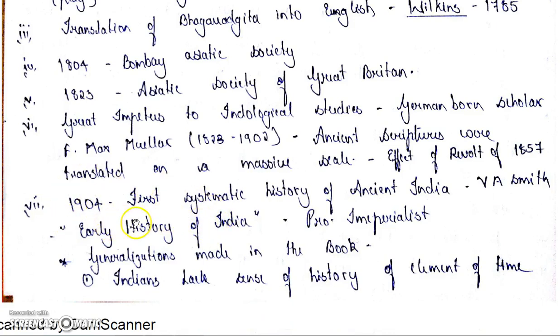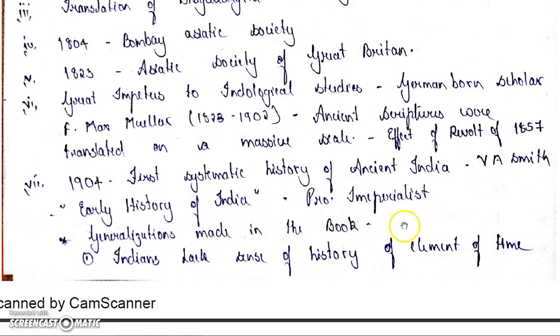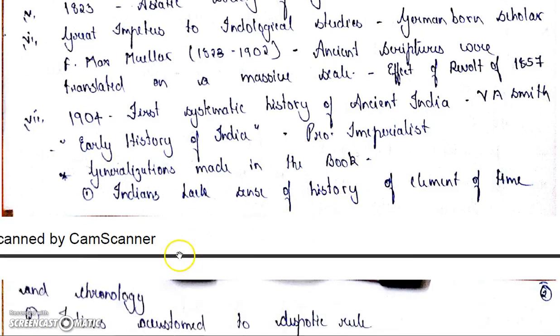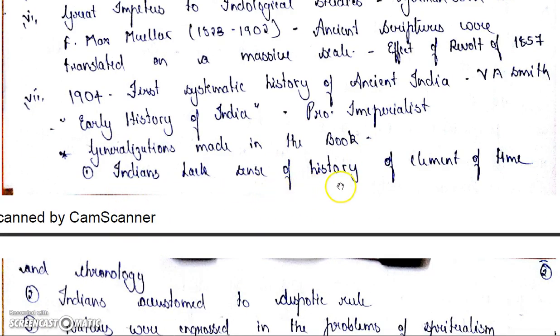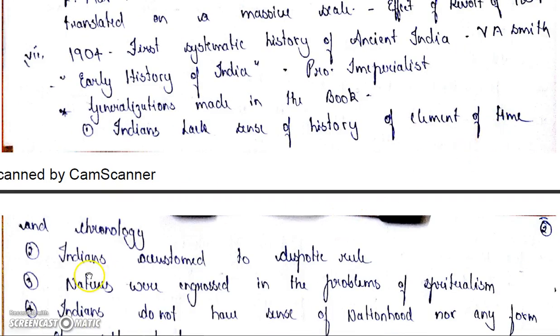In 1904, the first systematic history of India was written by V.S. Smith, and he wrote the book called Early History of India, right? This book was obviously pro-imperialistic, and he made certain generalizations in the book. He said that Indians lack the sense of history and the element of time and chronology.